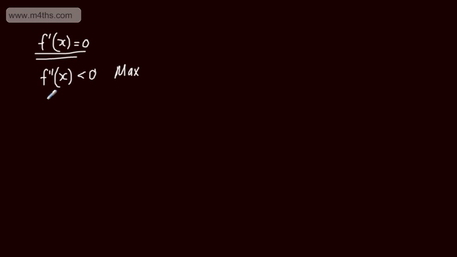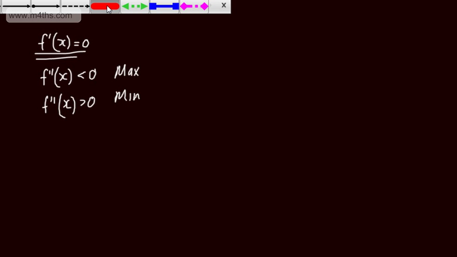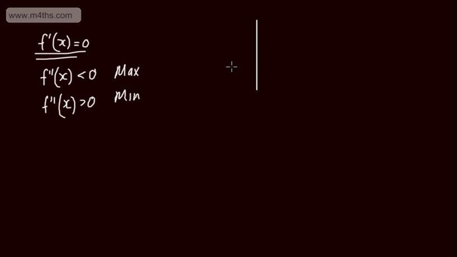So if we take f double dashed of x and this is greater than 0, we end up with a minimum. As x increases, the gradient is increasing. So let's see what that means. Let's just think logically what this is saying to us.